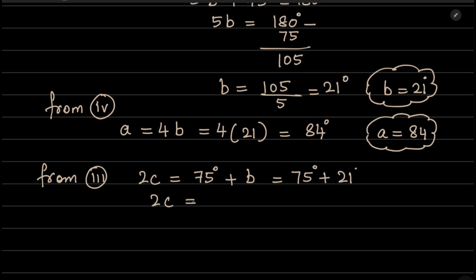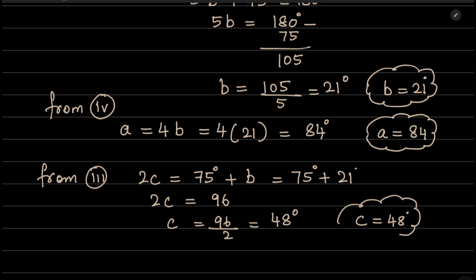So 2C is equal to 96. C is equal to 96 divided by 2. 2 fours are 8, balance 1, 2 eights are 16. So C is equal to 48 degrees.